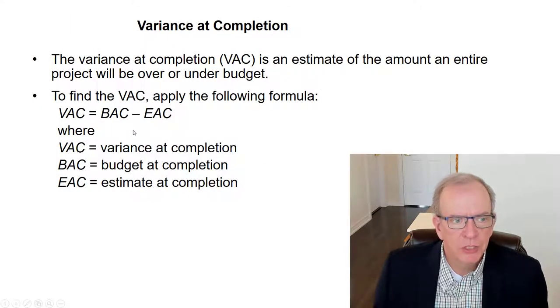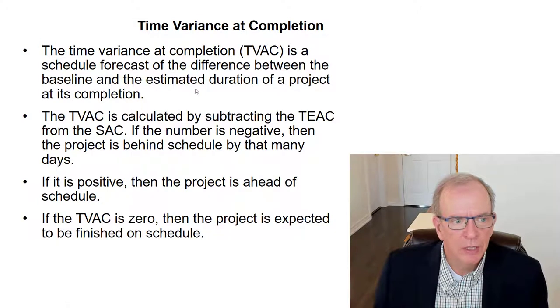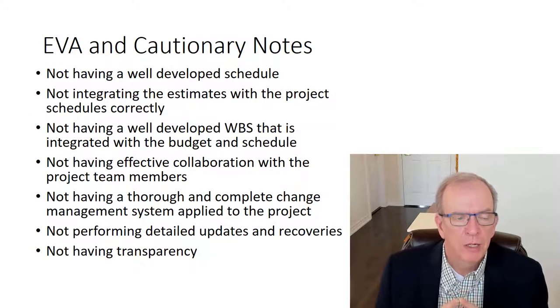Variance at completion is the difference between the budget at completion and the estimate at completion. And as I said, time estimate at completion, that's giving you those raw numbers that you can calculate to see the difference in time and how that's impacting the project as a whole. And if you see that that's ending up to be a large number, you've got to really start thinking about what do I need to do to keep this project on track.